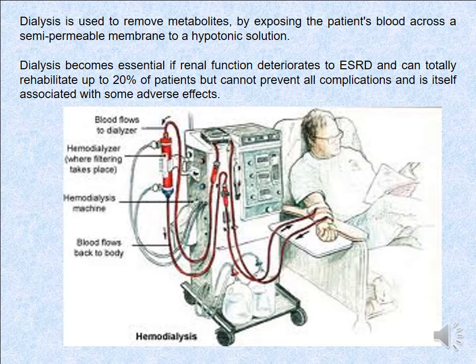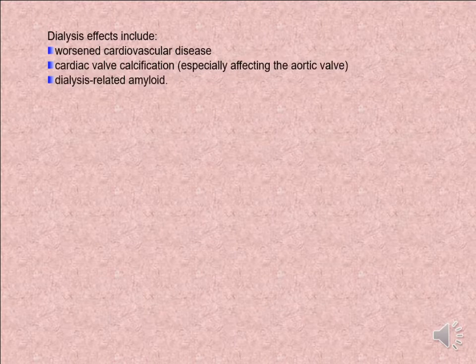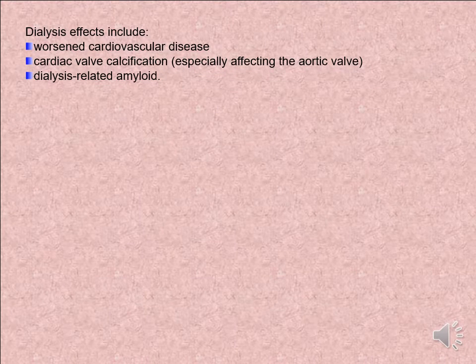Dialysis is used to remove metabolites by exposing the patient's blood across a semi-permeable membrane to a hypotonic solution. Dialysis becomes essential if renal function deteriorates to end-stage renal disease and can totally rehabilitate up to 20% of patients, but cannot prevent all complications and is still associated with some adverse effects. The dialysis effects include worsened cardiovascular disease, cardiac valve calcification, especially affecting the aortic valve, and dialysis-related amyloid condition.